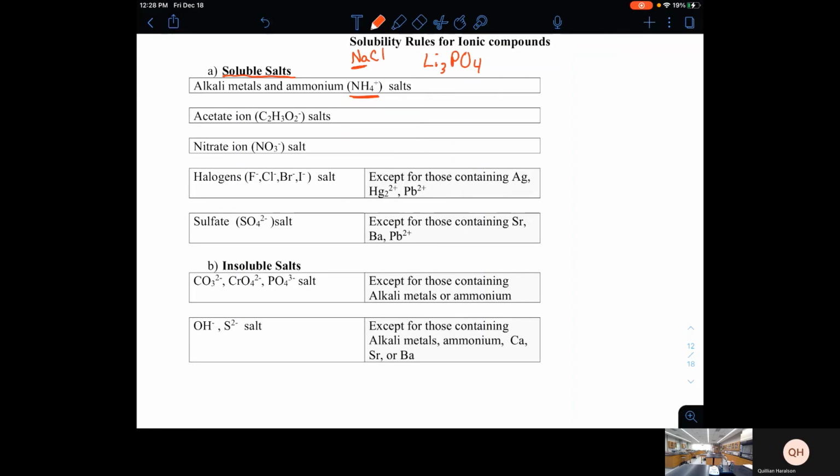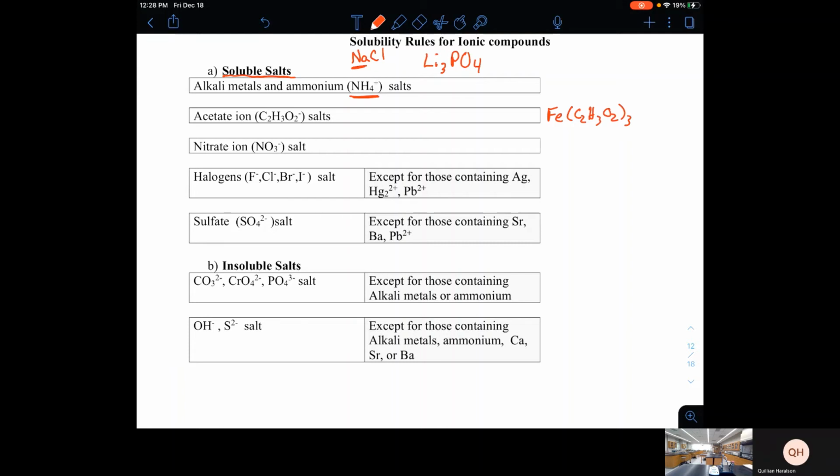So the rule of thumb is if you ever see an alkali metal sitting in the beginning of that compound, or ammonium, you are done. Don't look any further. It will dissolve in water. Some other examples of salts that are capable of dissolving in water are things such as acetate. I don't care what acetate it happens to be, it could be iron 3 acetate. It is going to dissolve in water. So any metal attached to an acetate dissolves in water.